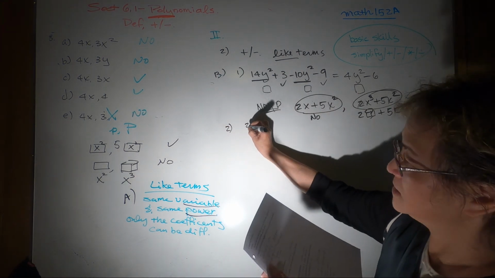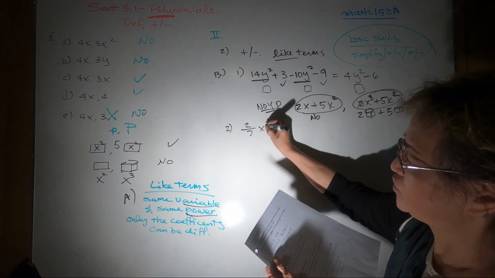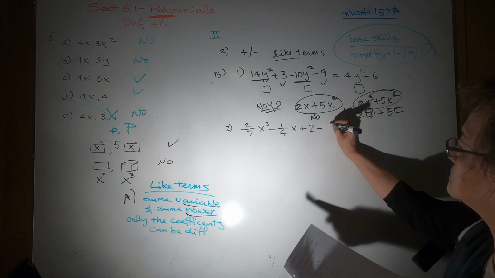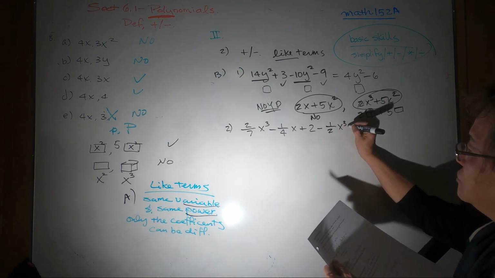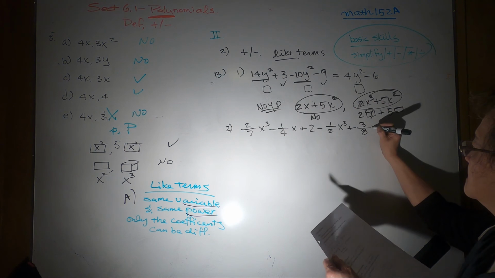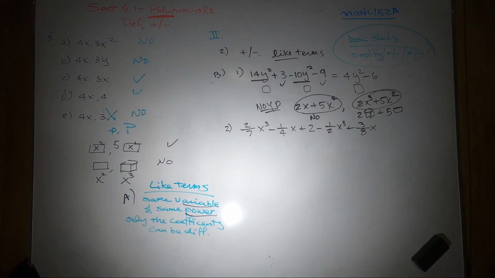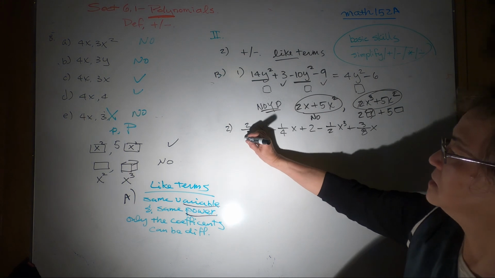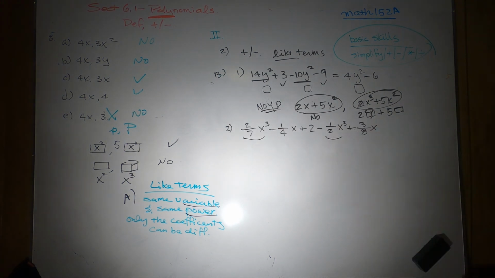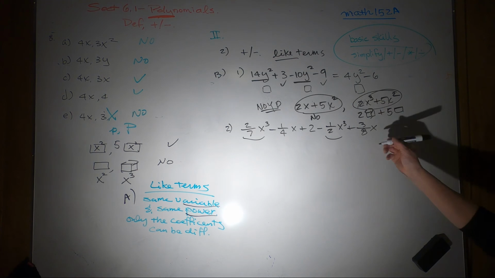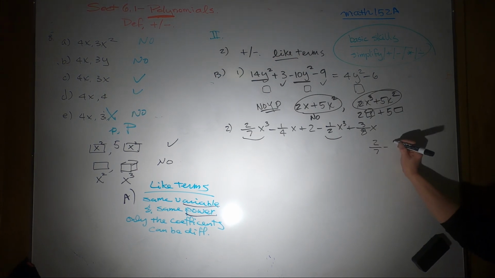Then look at the second one: 2/7 x cubed minus 1/4 x plus 2 minus 1/2 x cubed plus 3/8 x, right? So, do we have like terms? Yes, this and this, but we need to do fractions. They are all cubes. This is square, that cubes. You have to put them together. So 2/7 minus 1/2.